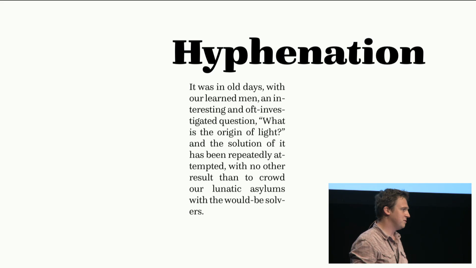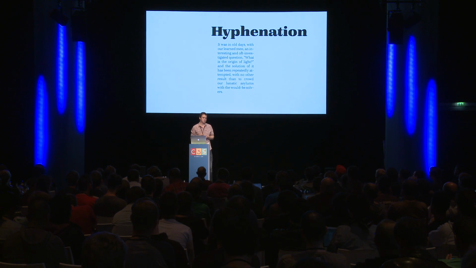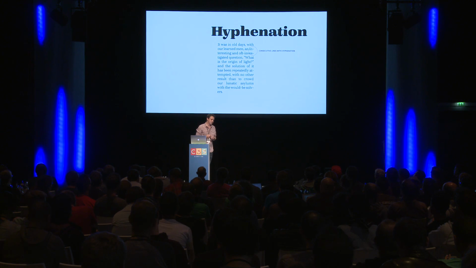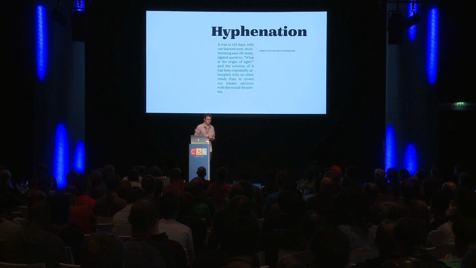Now, hyphenation solves bad justification, but it also introduces some new problems. As you can see here, there are 2 consecutive lines with hyphenation.